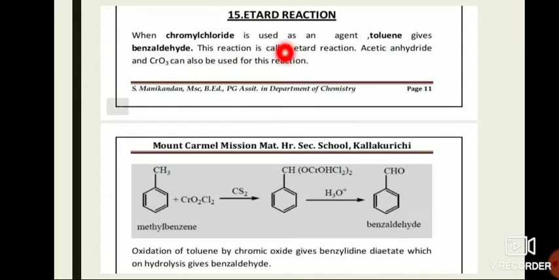Next one, Etard reaction. Methylbenzene or toluene: when chromyl chloride, CrO2Cl2, is used as the oxidising agent on toluene or methylbenzene, it gives benzaldehyde. This reaction is called the Etard reaction. Acid anhydride and CrO3 can also be used in this reaction.